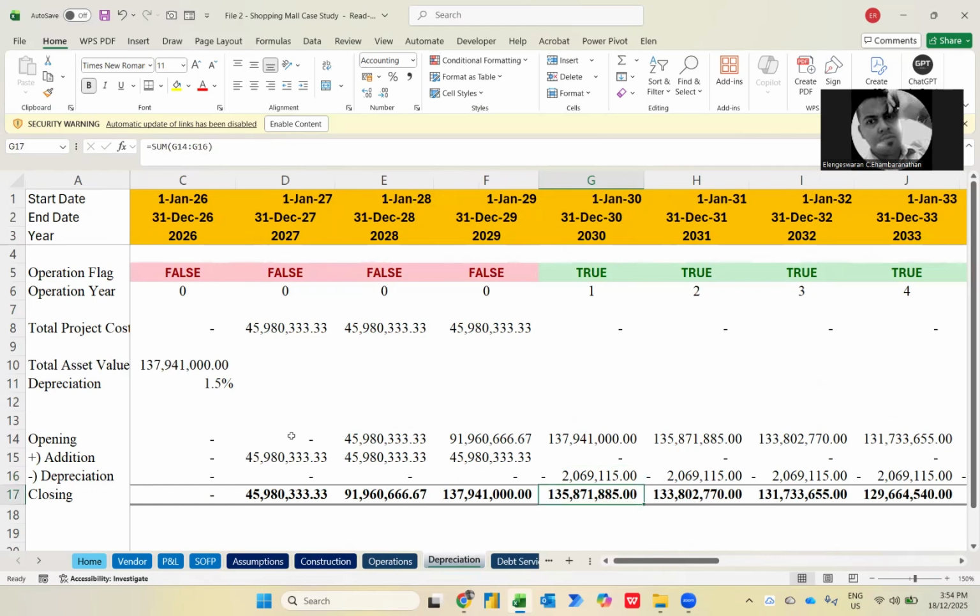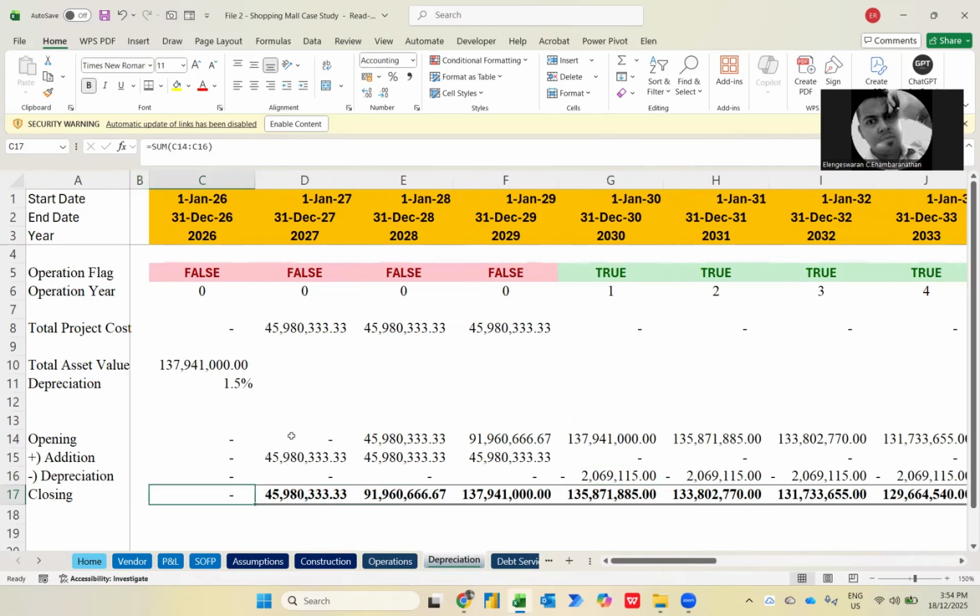Actually play around and so on. Alright, so now we do have the depreciation. Next is the debt service.